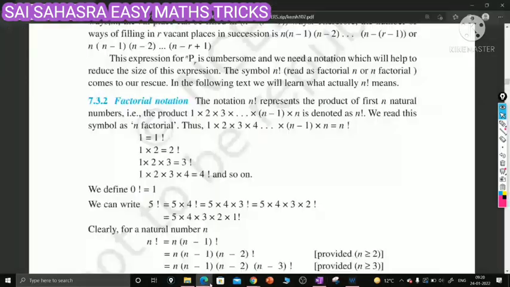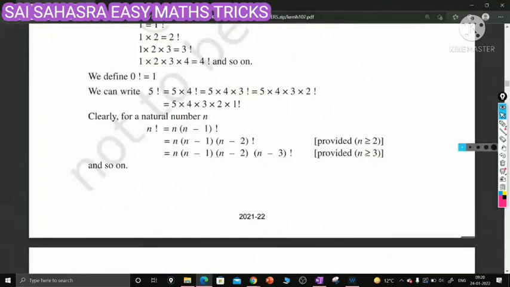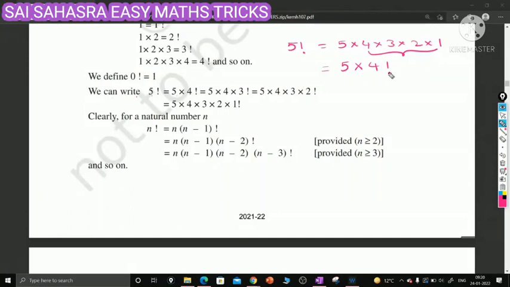Next, we will see the textbook. We can write, these points are important only. We can write 5 factorial as 5 into 4 factorial. Can we write like that? Usually 5 factorial means we can write 5 into 4 into 3 into 2 into 1, isn't it? So you take 5 as 5 only, 4 into 3 into 2 into 1. Can I write that as 4 factorial directly?